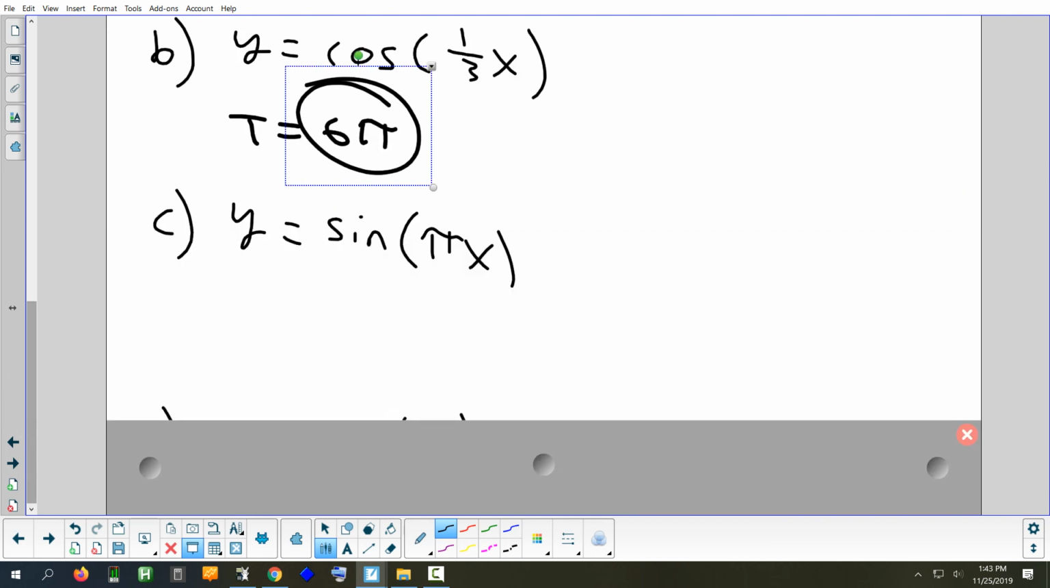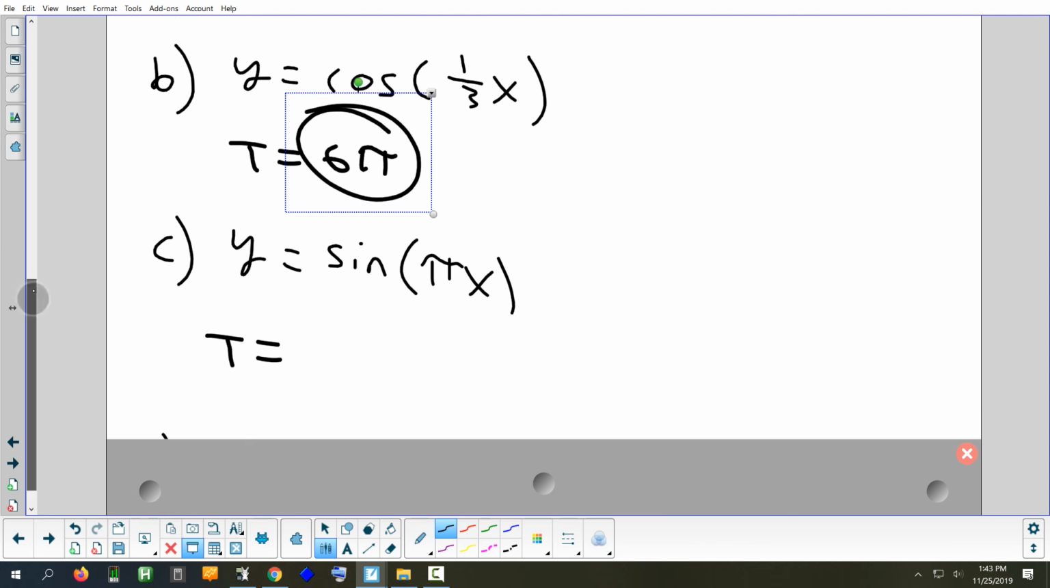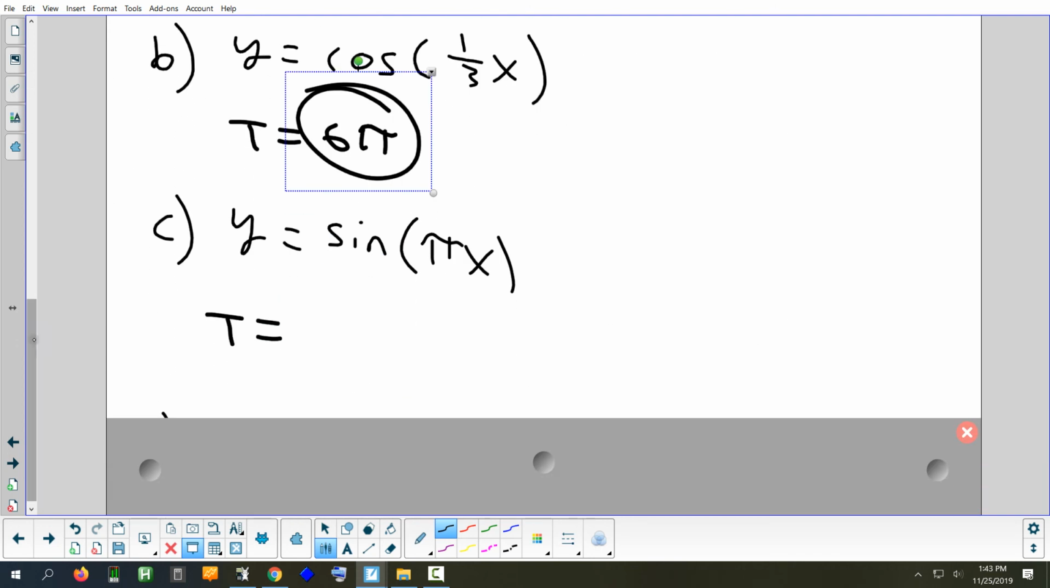How about this one? 2 pi squared. Wait, no, it's 1 over pi. The formula is 2 pi divided by b. It's 2. So this one actually, if you were to graph it, would work out very nice with the quarter points. 0, half, 1, 1.5, 2. So you'd have very, very nice points here. When you have pi, it's not nice.